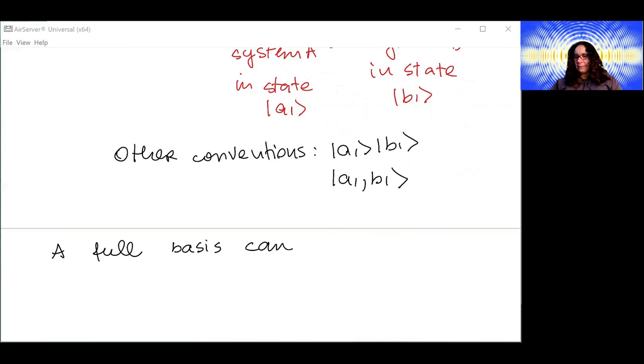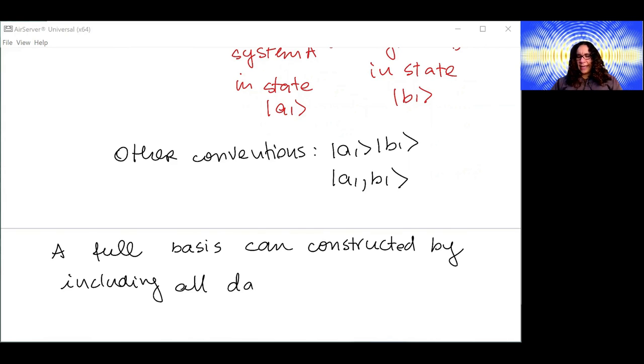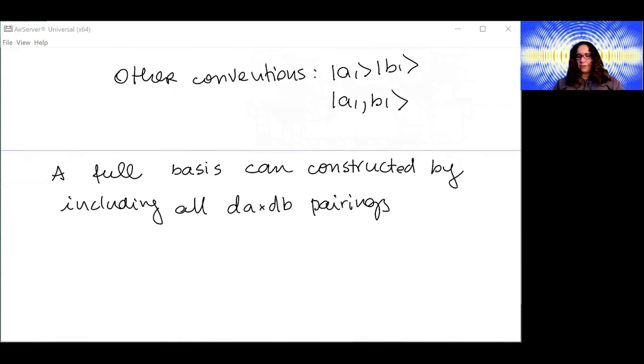So a full basis can be constructed by including all dA times dB pairings, which means that if you would like to describe an arbitrary state psi in the compound state space, this is going to be given by this expression.